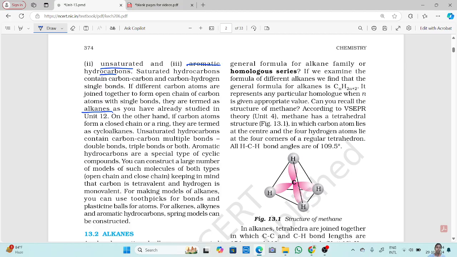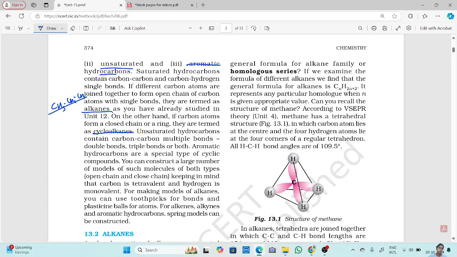On the other hand, if carbon atoms form a closed chain or a ring structure, they are termed as cycloalkanes. Similarly, if the long chain structure is there, it is an alkane. But if we convert those long chain structures into a cyclic structure, for example, propane, CH3, CH2, CH3. This is a propane.